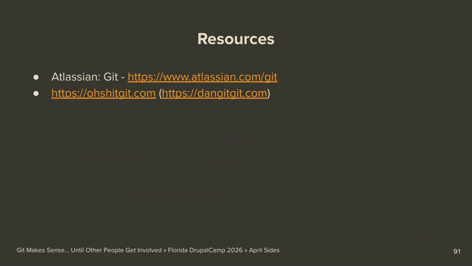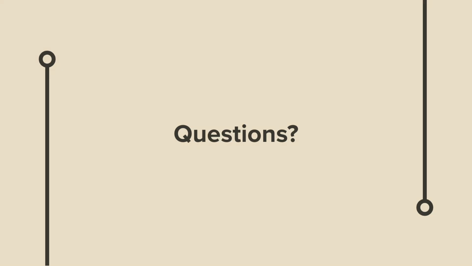So there are some resources. Atlassian has a lot of good resources for learning about Git and how all these things work together. There's also this site, if you ever get in a bind in Git, maybe you want to do dang it Git, but you can use either one of those. And yeah, that's all I really have today. If anyone has any questions.